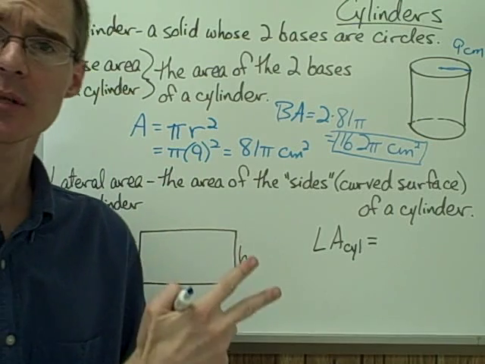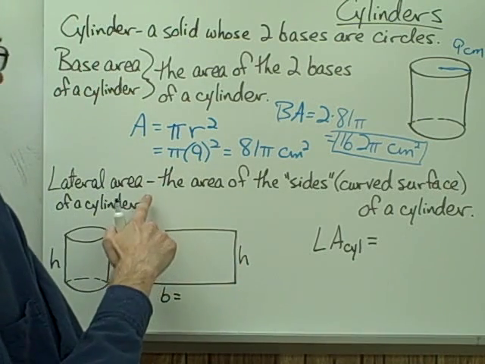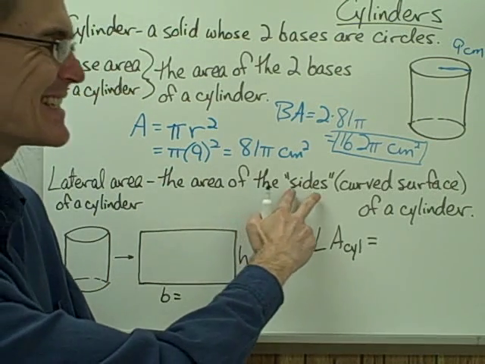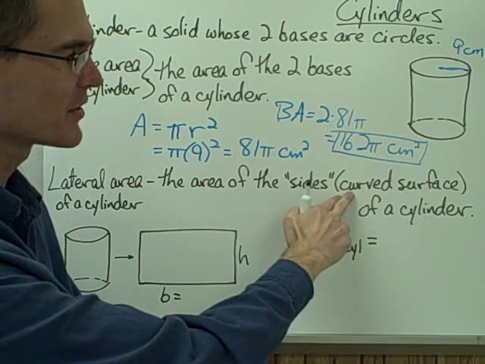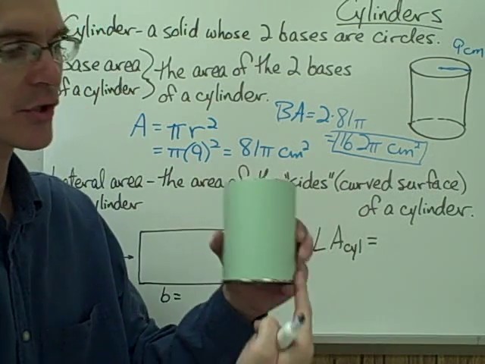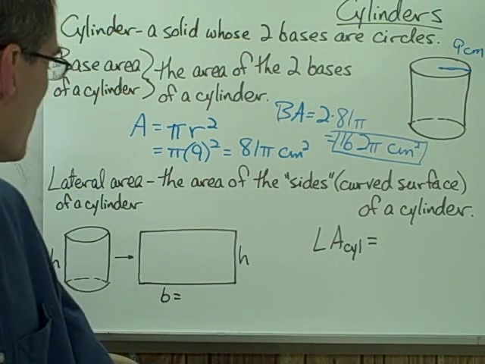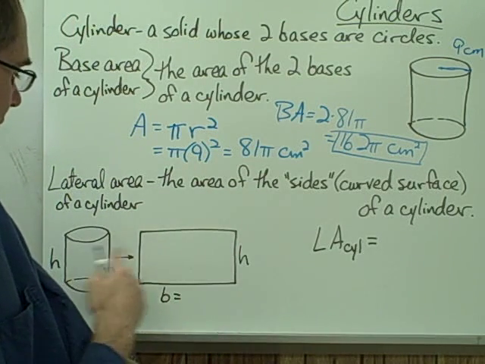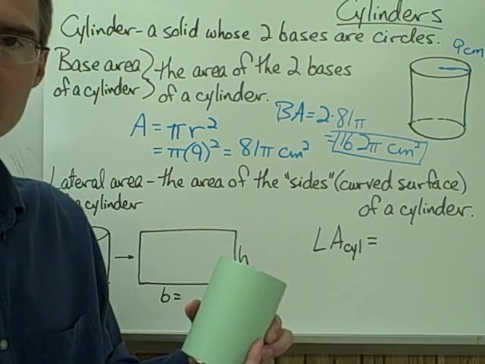Now, the next thing we're going to look at is the lateral area of a cylinder. Again, this is kind of similar to the lateral area of a prism. The lateral area of a cylinder is just the area of the sides of a cylinder. The sides of a cylinder are this curved surface here. So how do we calculate the area of this curved surface?